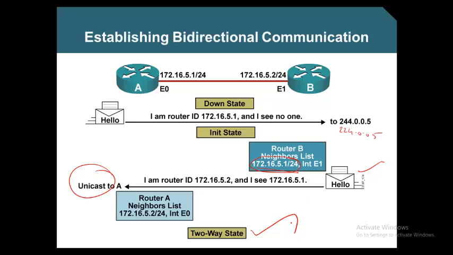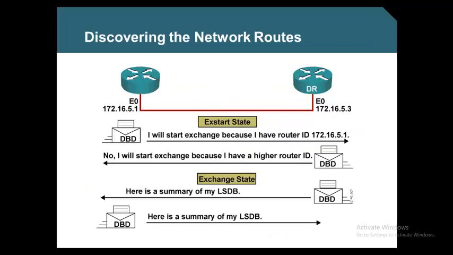Router A says, I want to share. And router B says, no, I will start sharing. Why? Because my router ID is bigger. This decision is made in a state called ExStart state, Exchange Start. To start the exchange, they need to come to a conclusion. They need to take a decision like this.